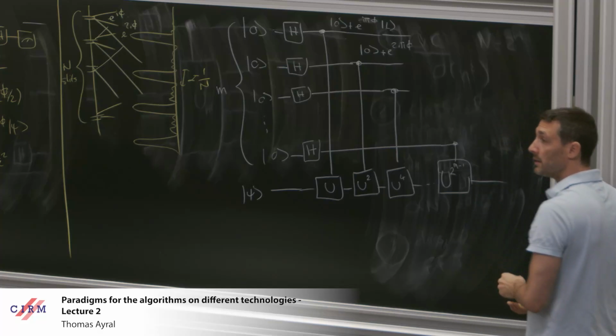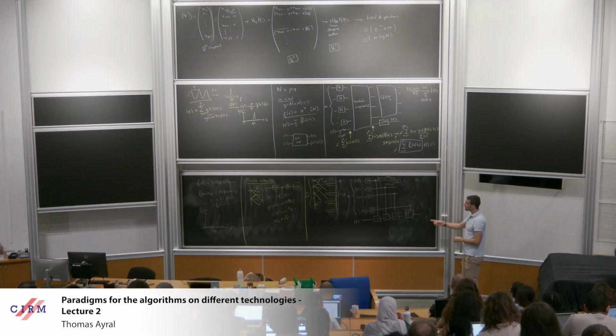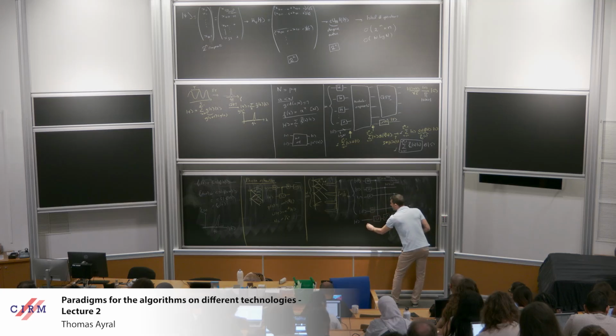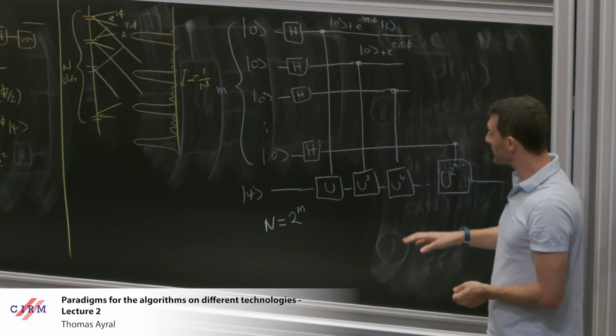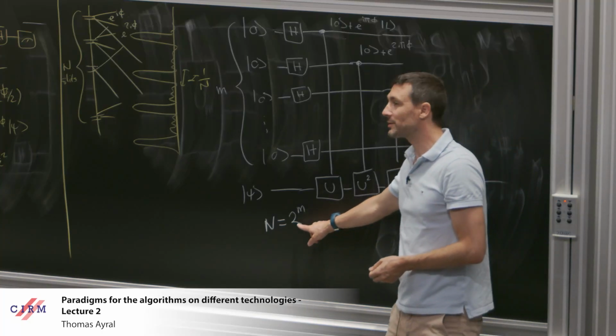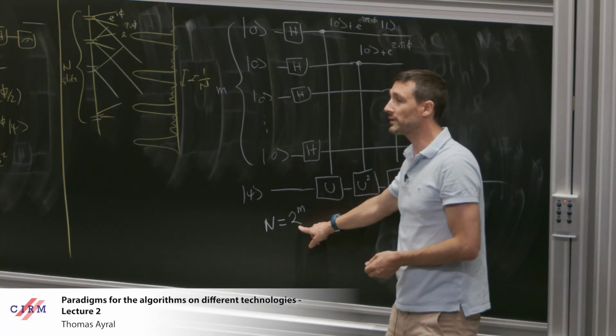All right, so this is exactly doing the n-slit experiment. The big difference is that here, my number of slits is in fact 2 to the power m. And you can more or less see where I'm getting at. Here I have an exponential number of slits. So I'm going to have an exponential precision.